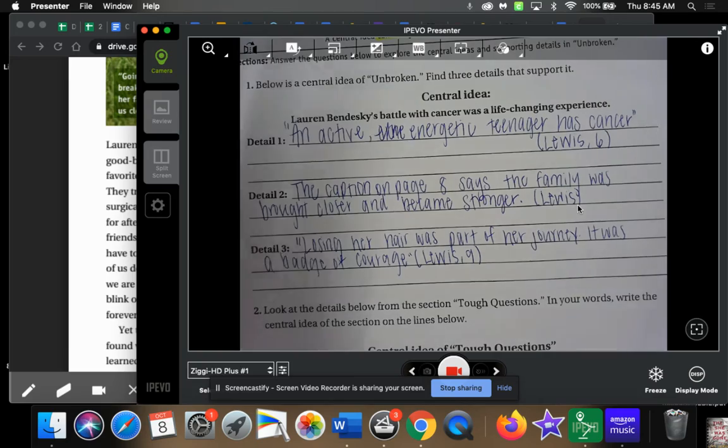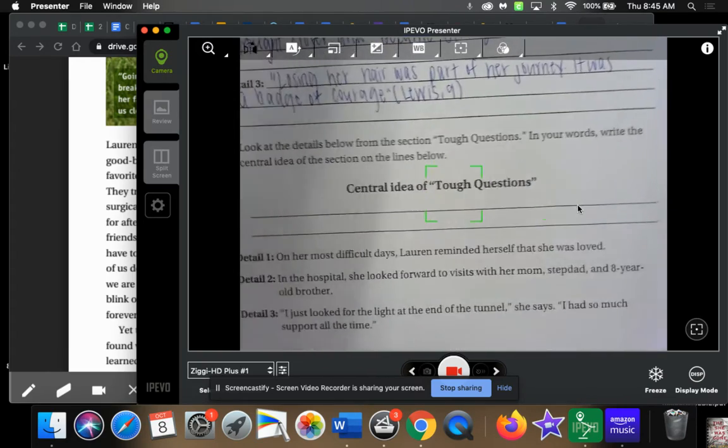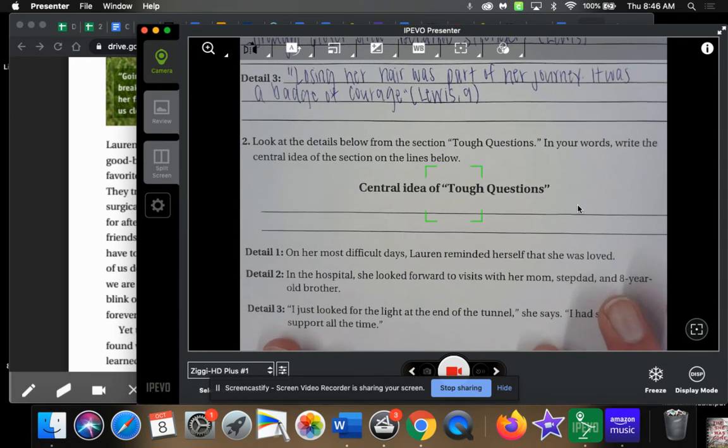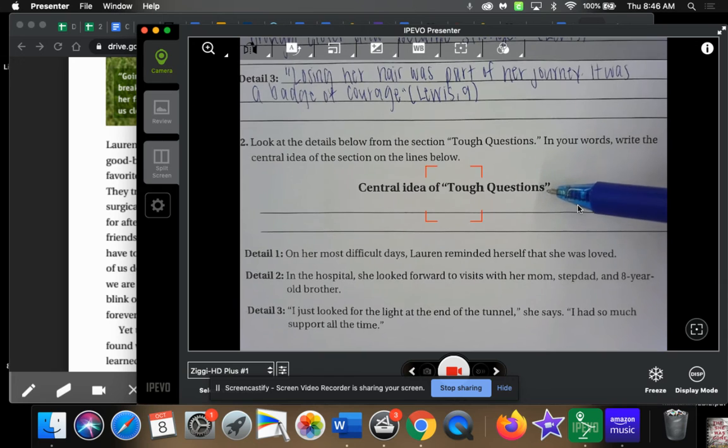Okay, let's look at the second part. The second part, they give us the details. We have to figure out the central idea. Okay, so it says central idea of tough questions. So we are looking at a specific section.